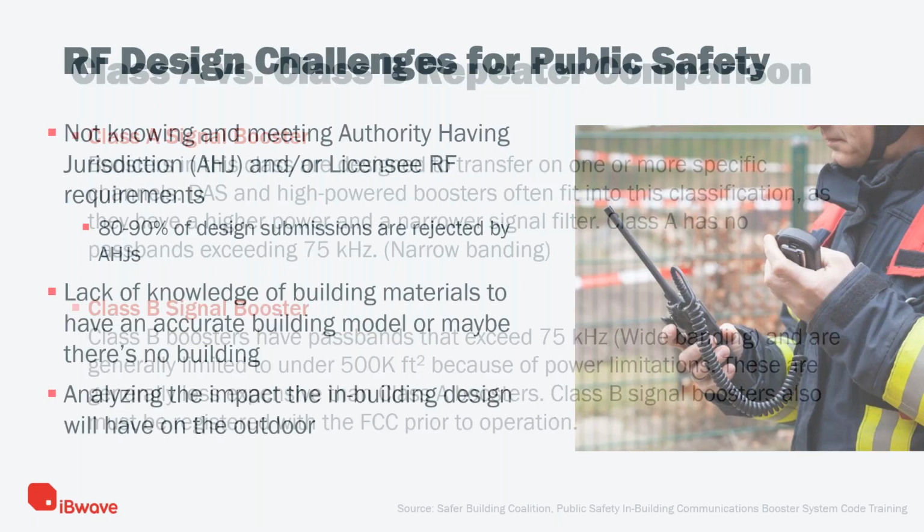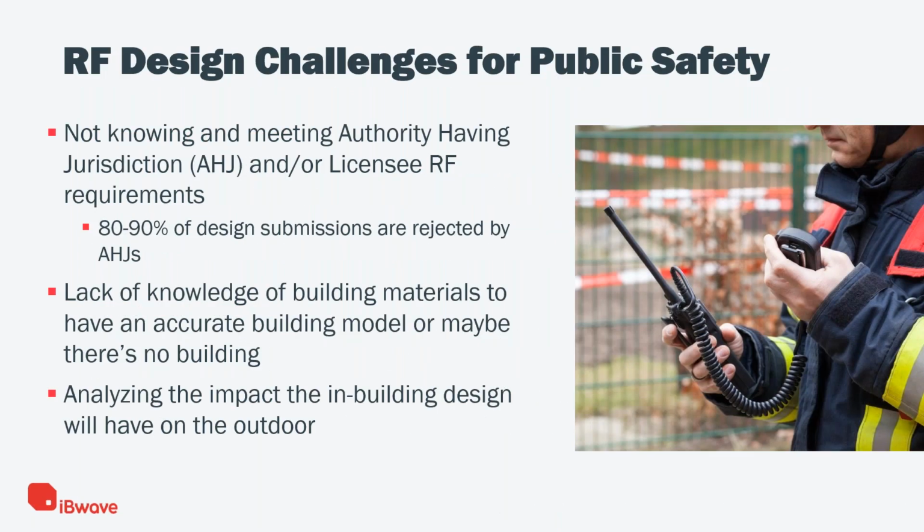Now, let's talk a little bit about our RF design. So the challenges that you usually have when doing a public safety design, right? The very first thing, and when we do different polls with the different AHJs, they tell us that 80 to 90 percent of the designs that are submitted are being rejected. Some of these might be related to RF. It's important to note that the code has a lot of things that we're not covering today. Our focus today is going to be a little bit more on RF. So knowing that information is very important.